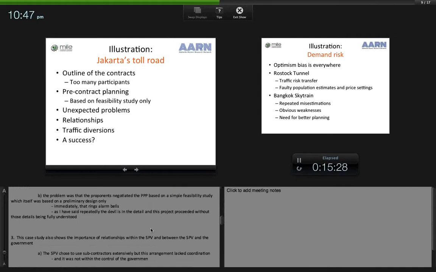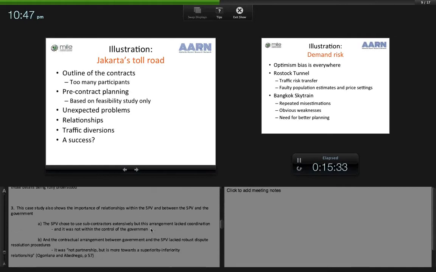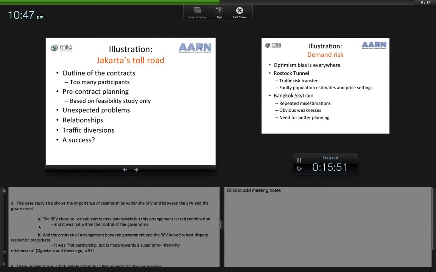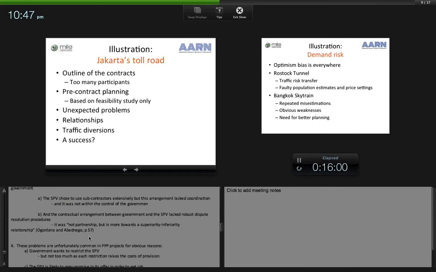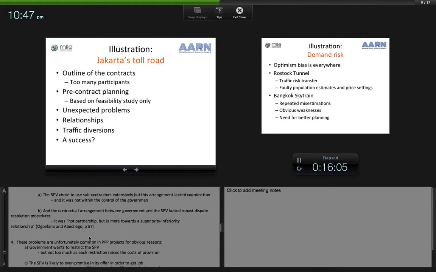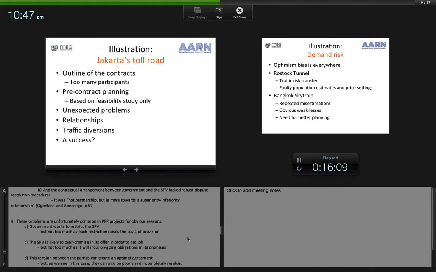understood. This case also shows the importance of relationships within the SPV and between the SPV and the government. The SPV chose to use subcontractors extensively, but that arrangement lacked coordination, and also it was a relationship that was not within the control of government. And the contractual arrangement between government and the SPV lacked robust dispute resolution procedures. It was, in the words of some academic reviewers, not a partnership, but more towards a superiority-inferiority relationship. Now, these problems are unfortunately common in PPP projects for obvious reasons.